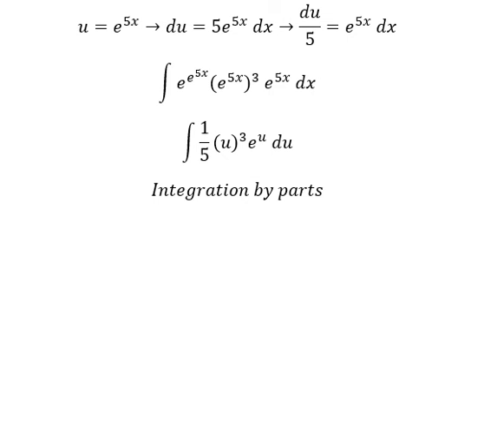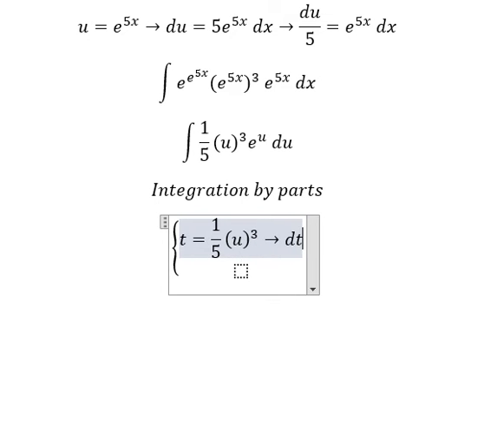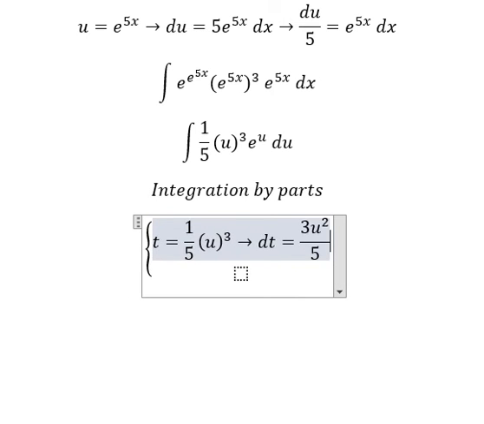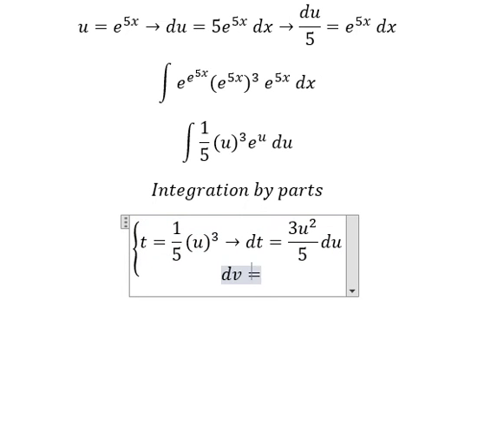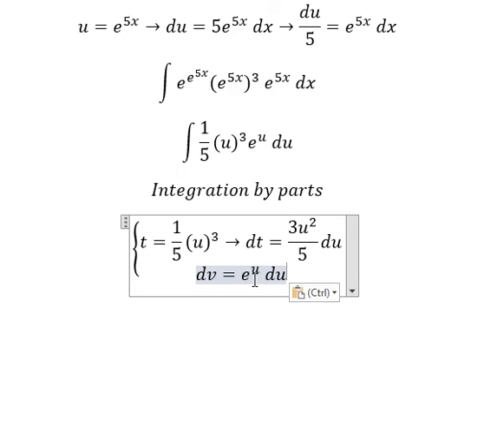So I will put t equals to this one. Later we need to do the first derivative for both sides, and we have 3u squared over number 5 du. dv is this one. So the integration of this one, we have v equals e to the power of u.